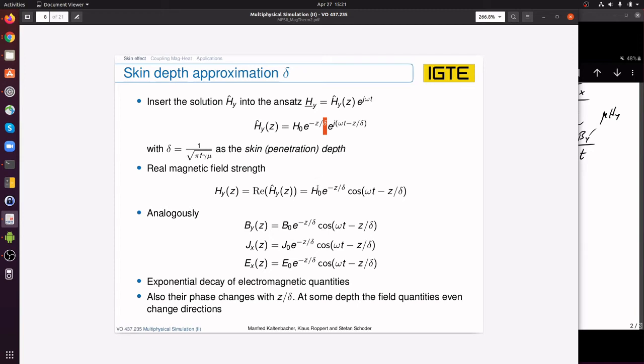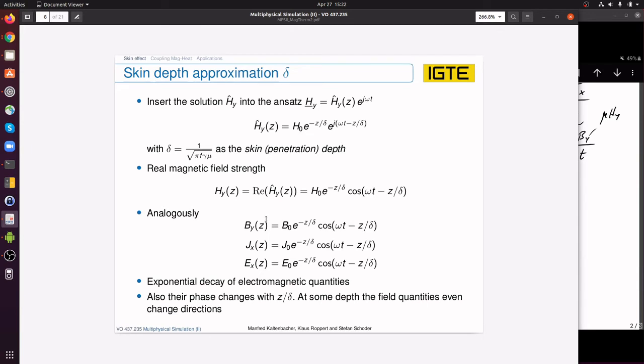So we have our derivation of how the H field in y direction, in z direction, looks like if we continue in depth direction of the sheet. So it's a decreasing function. It's an e to the power of minus something, scaled with this cosine expression that follows from Euler's formula.